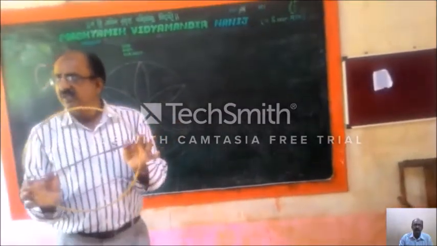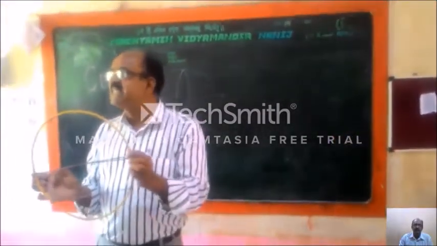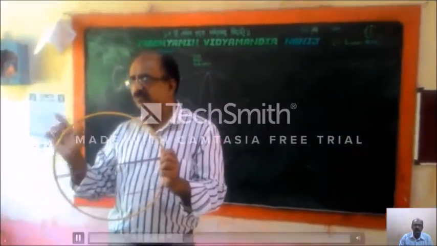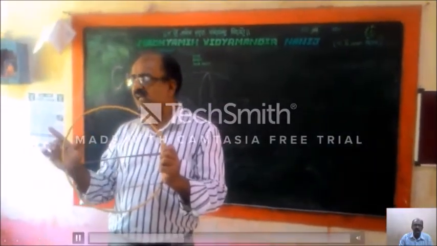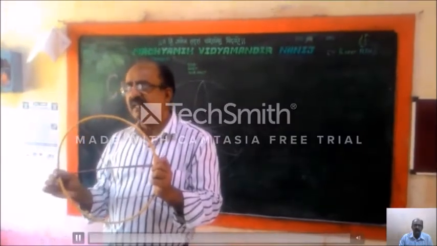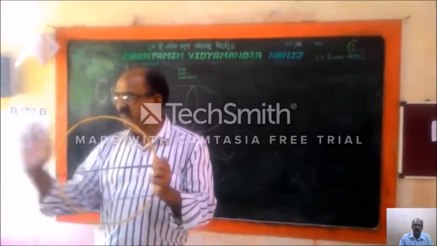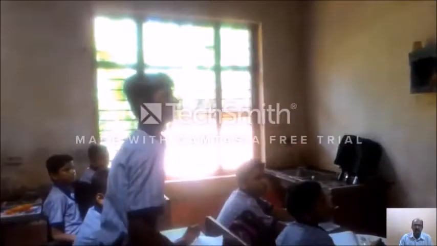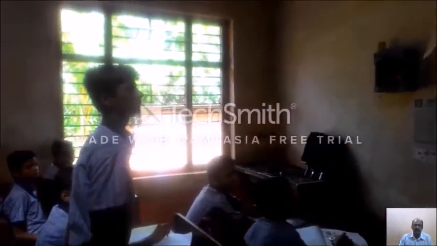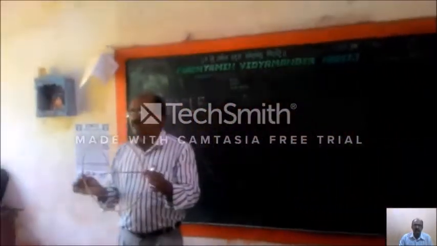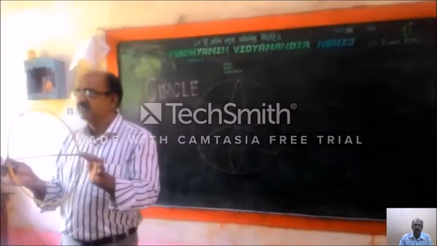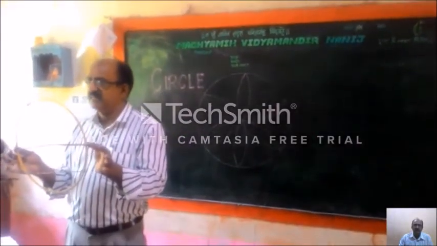Then give me an answer. If the radius of the circle is 10 cm, then what will be the diameter? 20 cm. That is 2 times the radius. Yes.